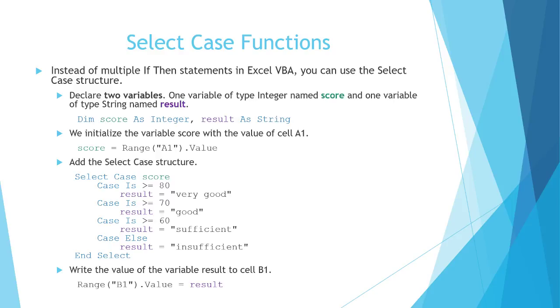So dim score as integer means that the variable I've created, score, is being declared as an integer. Comma separates that. Then the next variable, result, is being declared as a string.